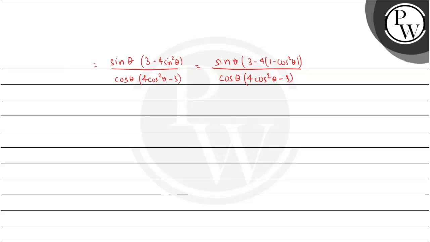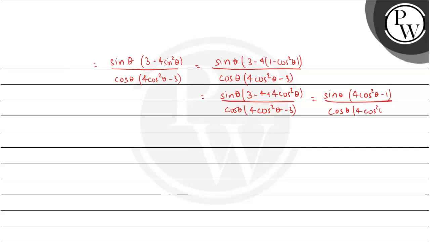The idea is to obtain something which gives me a term in tan theta and some other different term. So this becomes sin theta times 3 minus 4 plus 4 cos square theta upon cos theta times 4 cos square theta minus 3. This is sin theta times 4 cos square theta minus 1 upon cos theta times 4 cos square theta minus 3.